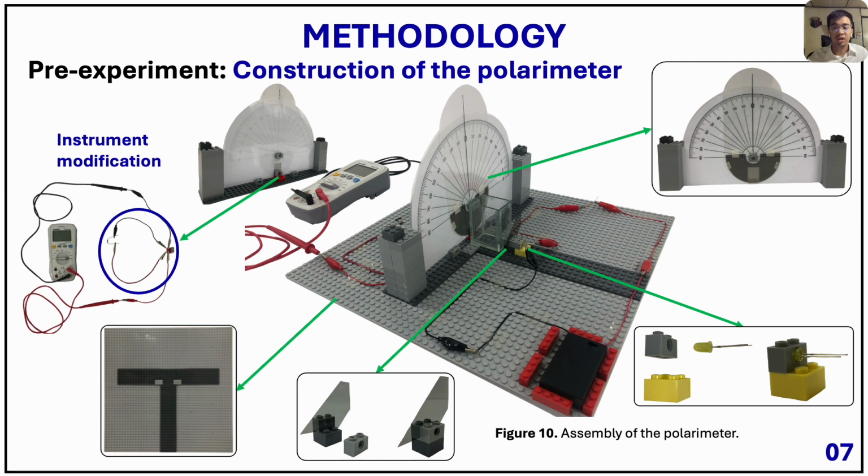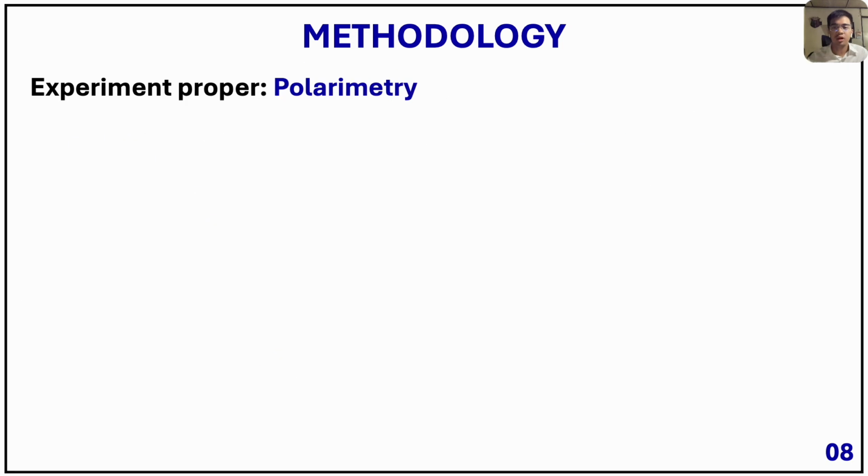And the part that we modified in this setup is that we added a resistor in series with the LED detector to improve the detection capability of the device despite having a sample with a relatively low specific rotation like ascorbic acid.